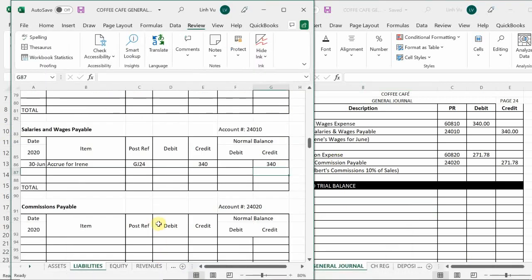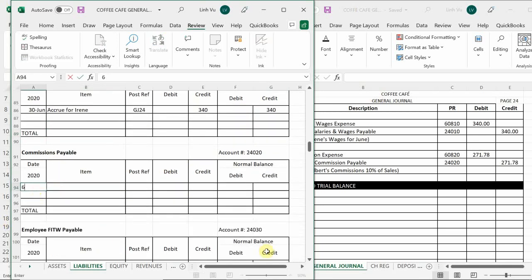Okay. Since we are already on our liabilities, I'm going to go ahead and just fill this in here. Accrue Albert's commissions. Oh, nope. General Journal 24. For a total of $271.78. Okay, $271.78.